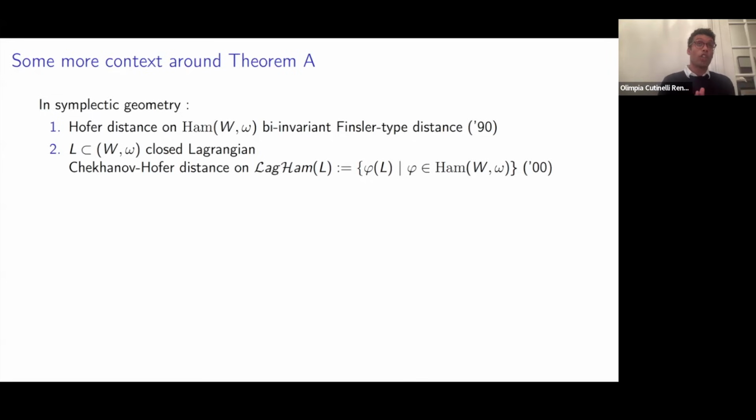So first, the search for invariant distances started in symplectic geometry. The first one was constructed by Hofer.